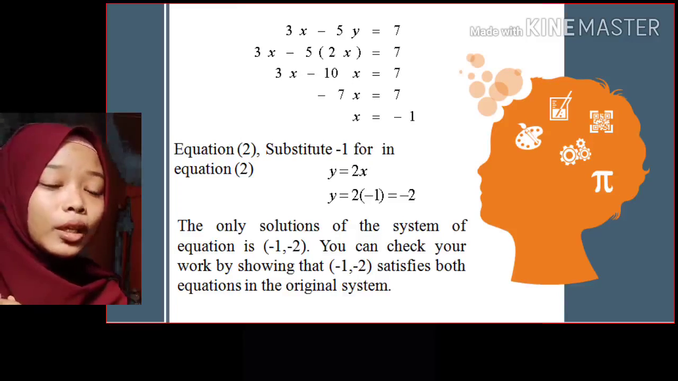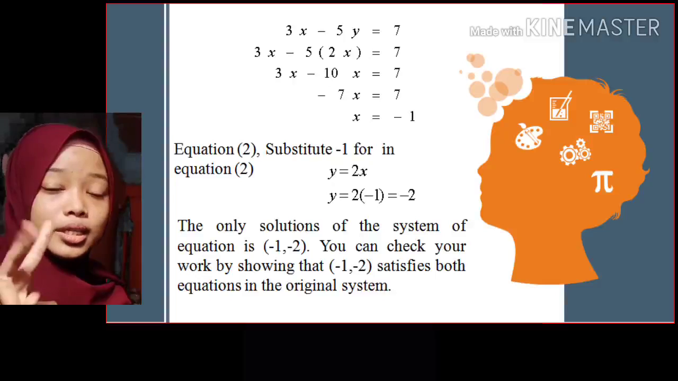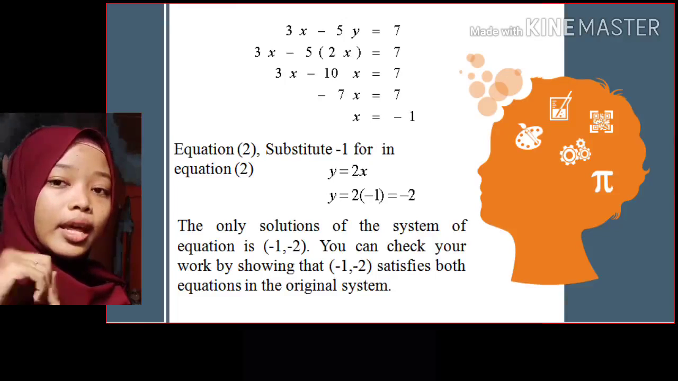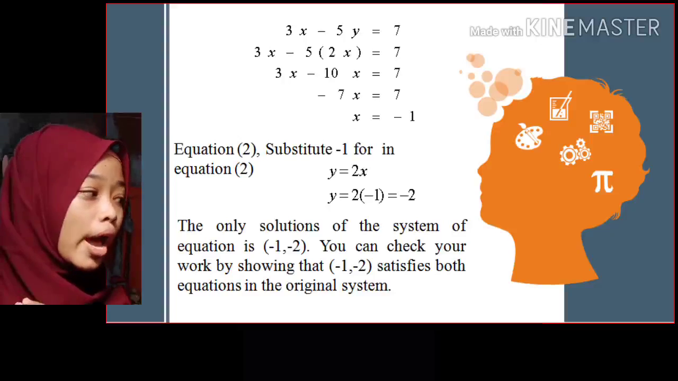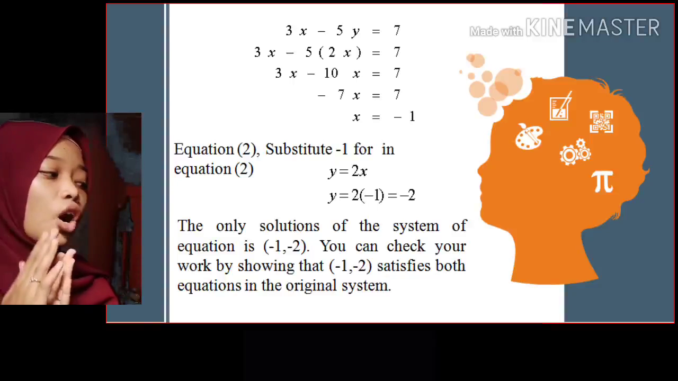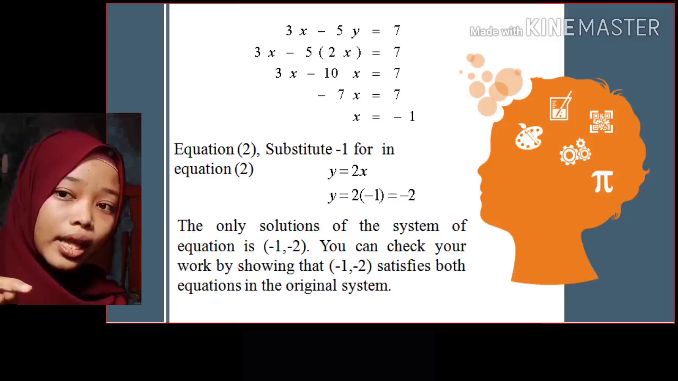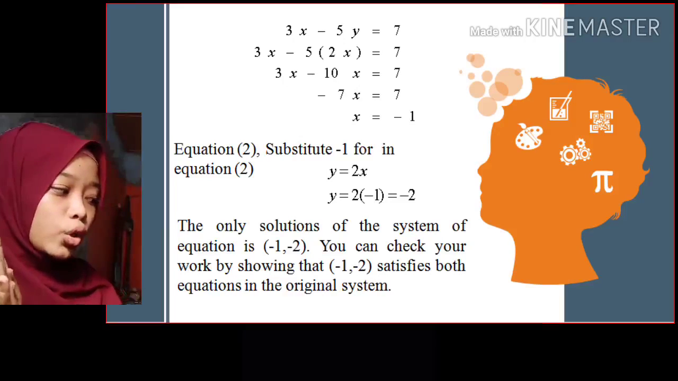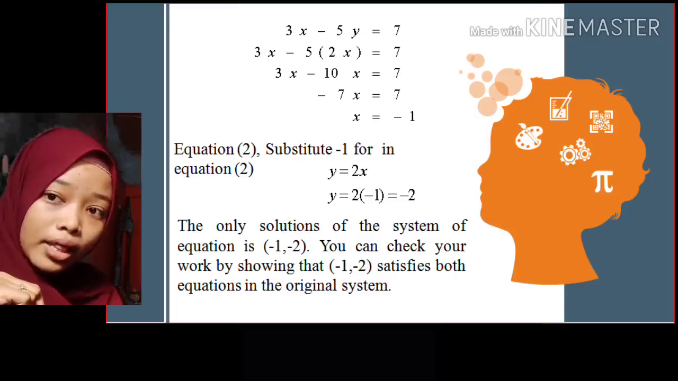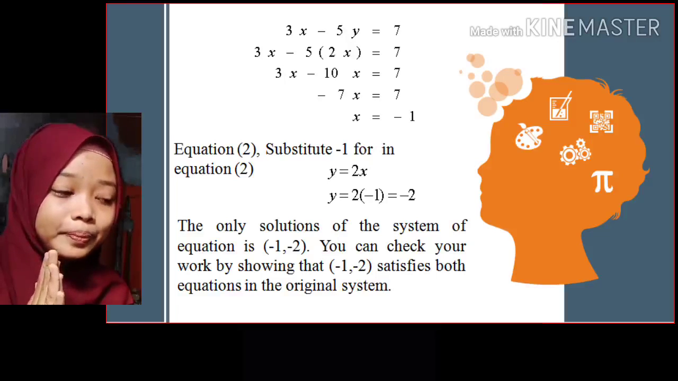Equation 2. Substitute -1 for x in equation 2. Equation 2 is y equals 2x, and then substitute -1 into equation 2. y equals 2 times -1 equals -2. The only solution of the system of equations is (-1, -2). You can check your work by showing that (-1, -2) satisfy both equations in the original system.